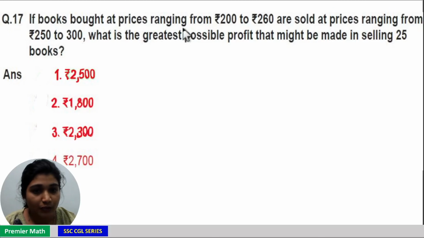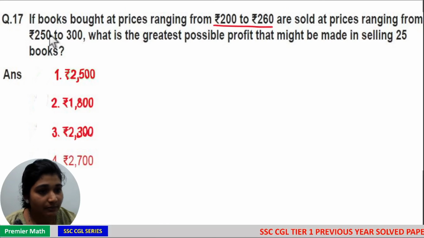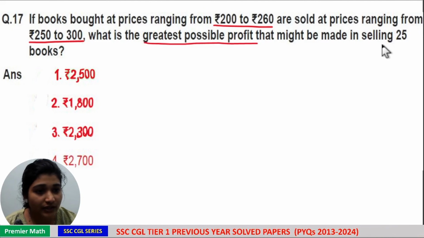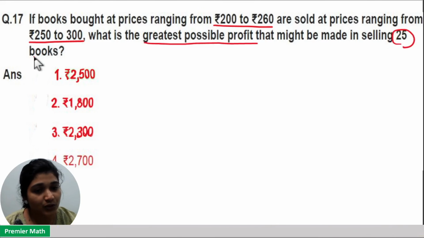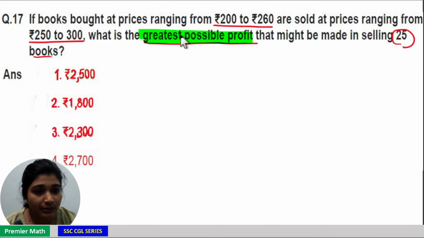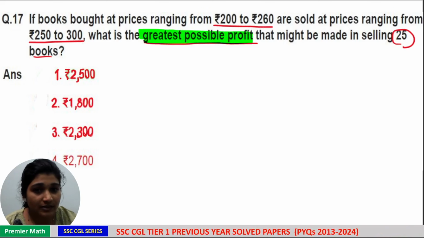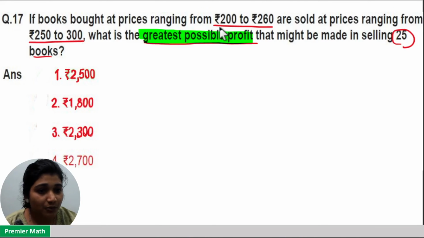If books bought at prices ranging from 200 to 260 are sold at prices ranging from 250 to 300, what is the greatest possible profit that might be made if selling 25 books? Here we have to find out greatest possible profit. Here we don't know the actual selling price or cost price. We know the ranges of CP and SP. So to make greatest possible profit, take the least CP and highest SP.